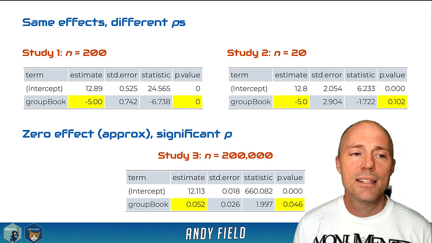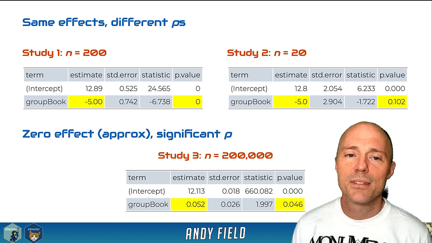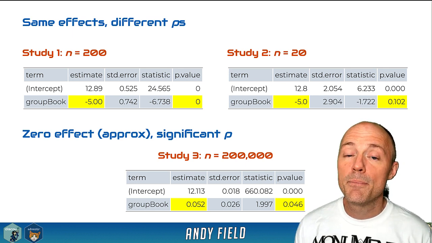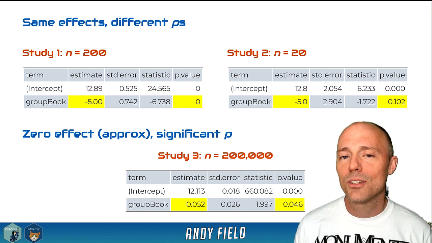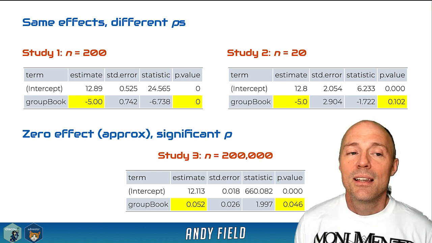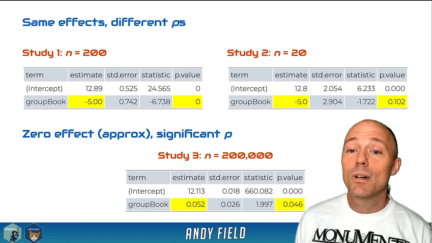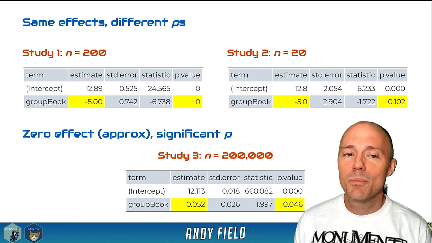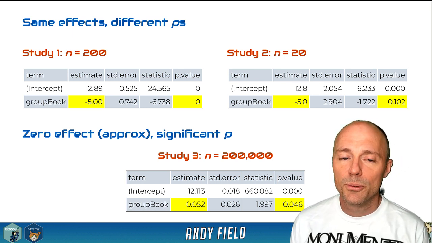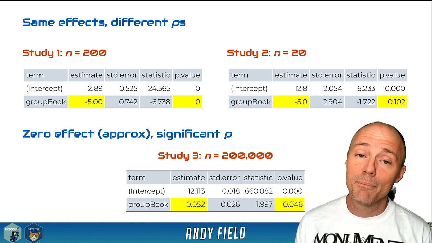The reason is to do with sample sizes. So study 1 had 200 participants. Study 2 had only 20. So the reason those studies have the same effects but different p's is because they're based on different sample sizes. So what that illustrates is that the p-value has a relationship to sample size. So in big samples, p-values can be small even when the effect is kind of trivial. And in small samples, big effects can be non-significant.